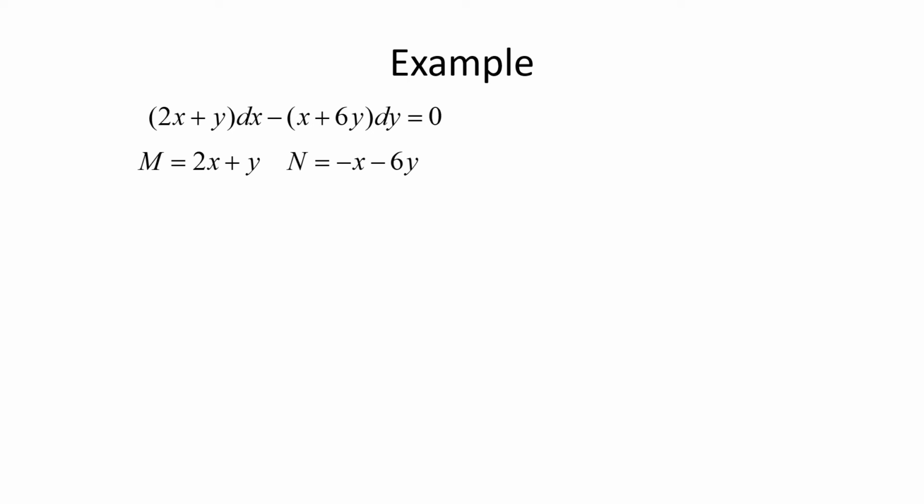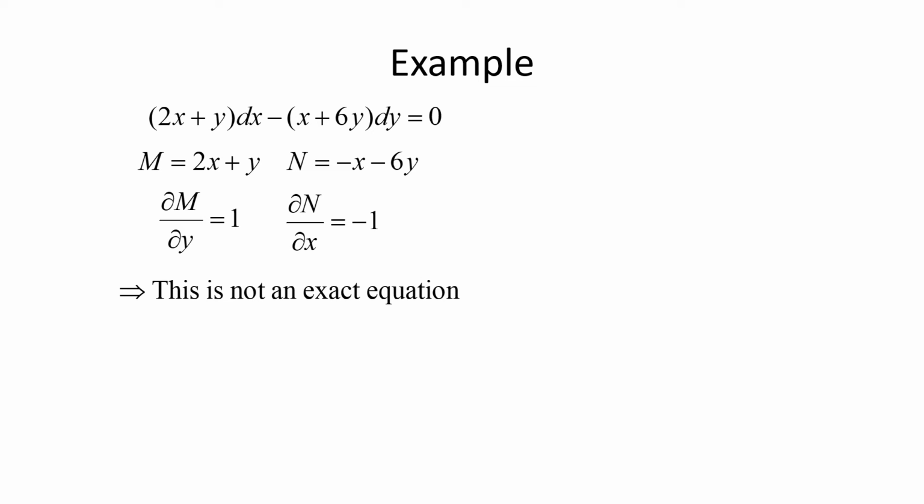All right, let's look at a third example. So this time we have (2x + y) dx minus (x + 6y) dy equals 0. So if we look at M equals 2x plus y, and N is negative x minus 6y, and take our partial derivatives, the partial of M with respect to y is equal to 1, and the partial of N with respect to x is equal to negative 1. These partial derivatives don't match, and so that means this is not an exact equation.